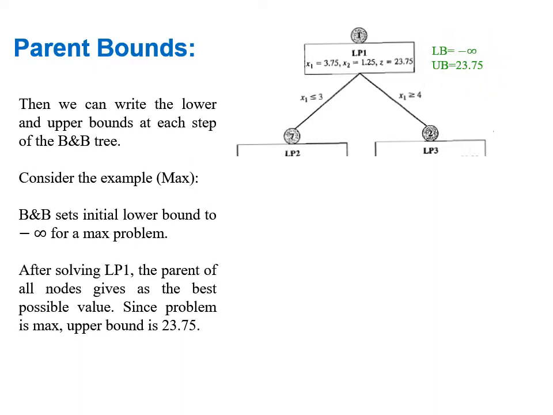So what does it mean? The maximum value of this integer program will be 23.75. This is the maximum possible. And if the model is infeasible, the minimum value will be minus infinity. Currently, we don't know if it is feasible or not. And then we continue to explore the children of this root node.